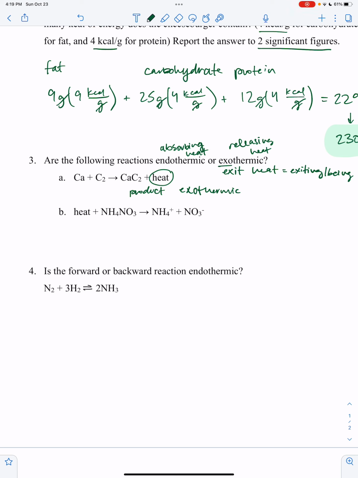Okay, and then the second one, the heat is on the reactant side. So that means that we're using heat in the reaction. There's heat going into the reaction. So it's going to be cold around the atmosphere because the heat is leaving the surroundings and going into the reaction. So because the heat is on the reactant side, it's going to be endothermic.